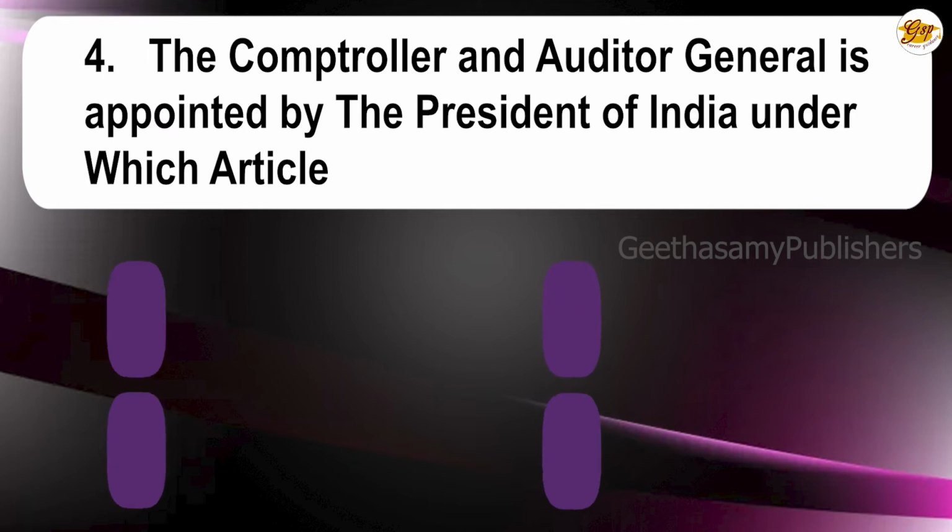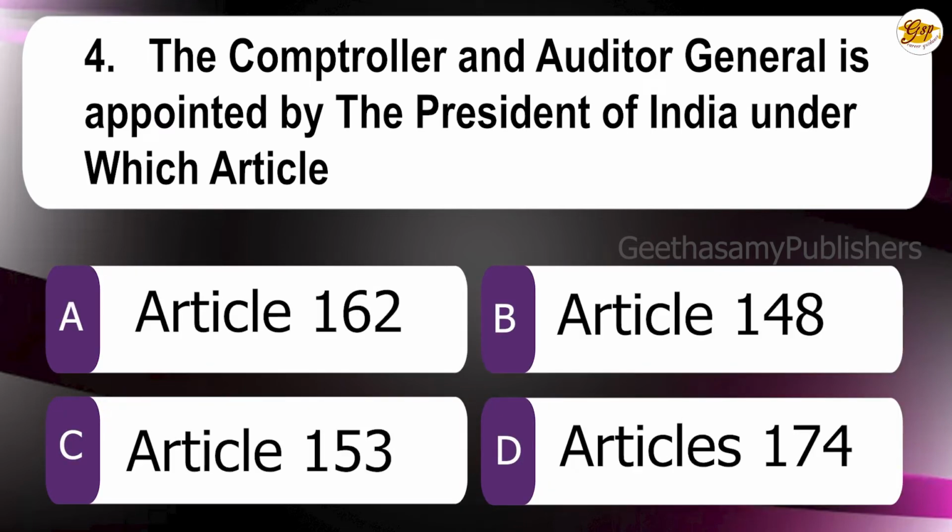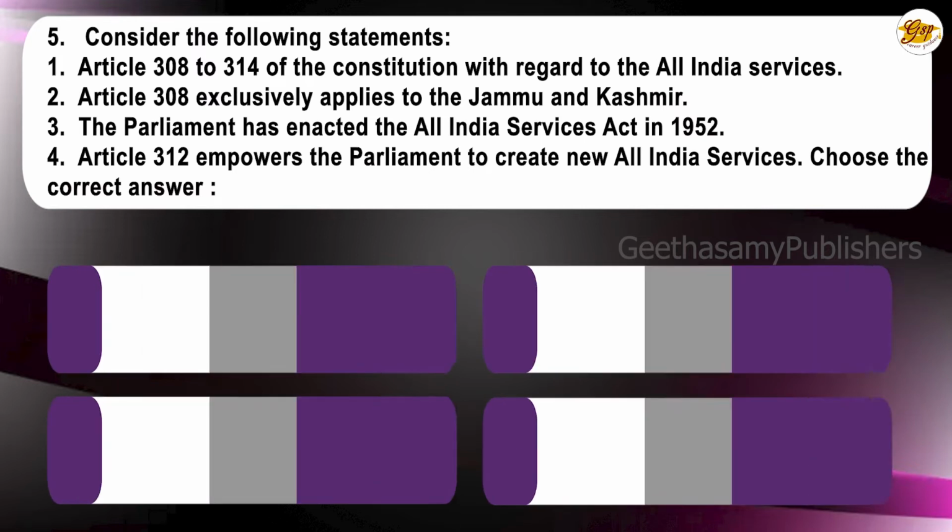Fourth question. The Controller and Auditor General is appointed by the President of India under which article? A. Article 162, B. Article 148, C. Article 153, D. Article 174. The correct answer is B. Article 148.